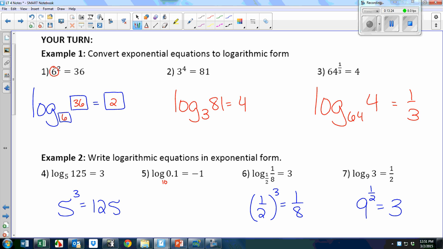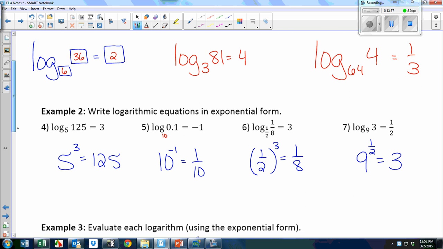What's the base in number 5? Common log, so base 10, right? It's not there, it's implied, base 10. So 10 to the what? 10 to the -1 equals, I'll be honest with you, I'm not gonna write 0.1 even in that situation. When I see 10 to the -1, I think 1 over 10. Is that the same thing as 0.1? So it's okay if you put 1/10 or the decimal 0.1. Either one is the same.